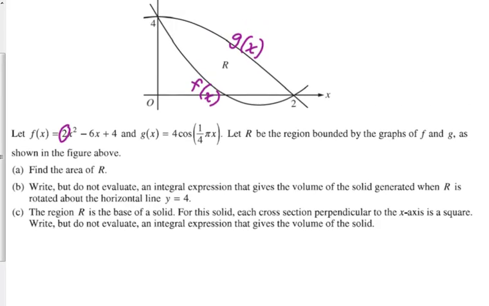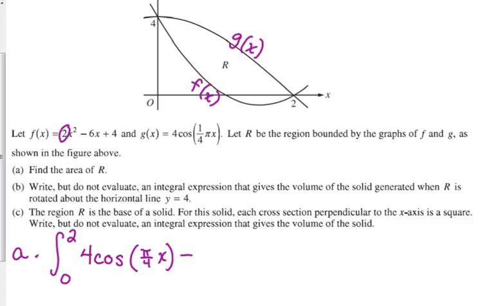Okay, so R is the region bounded by the graphs as shown in the figure. They show us which one is what. Part A, find the area of the region R. Okay, well that's easy enough, right? We know how to do that. It is the integral from 0 to what? 2, okay, of the top function, g of x, and normally I would tell you to just write g of x, but since you actually have to find the area, you might as well just write it out. And I'm going to write that as pi over 4x.